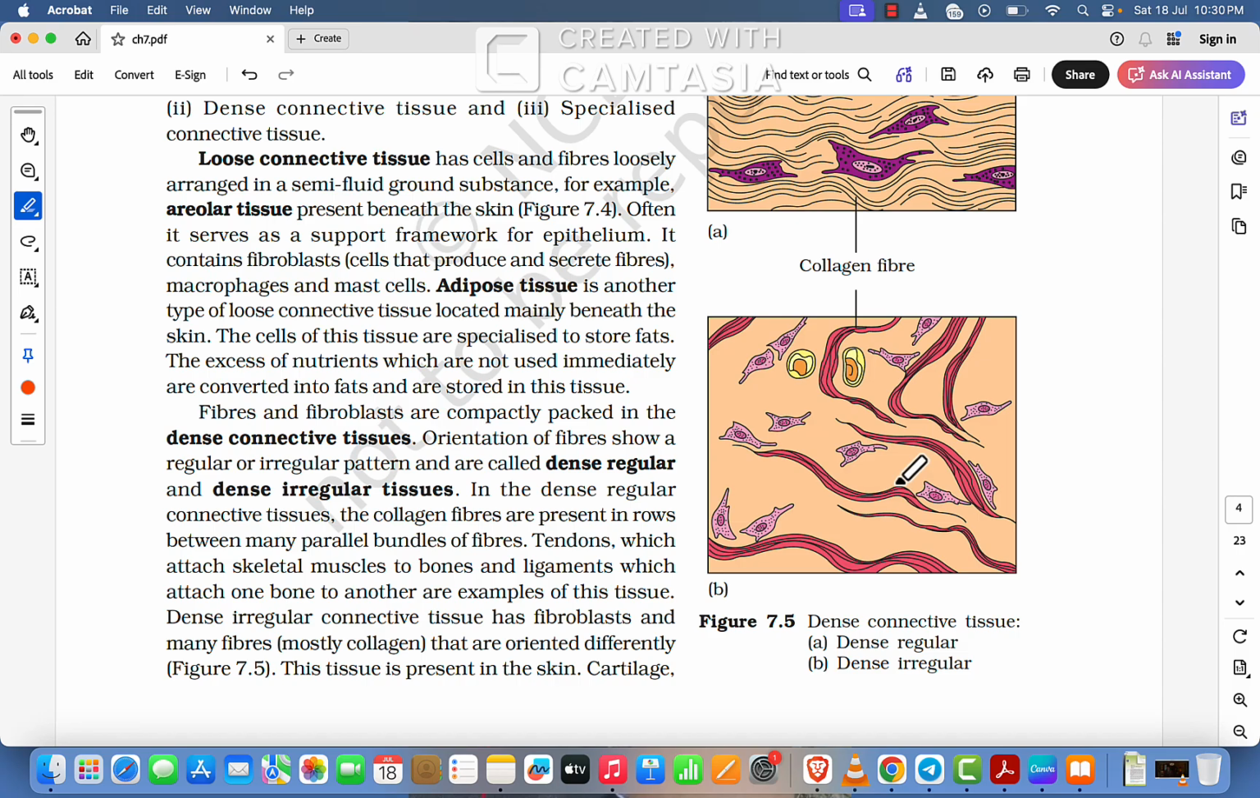Adipose tissue is another type of loose connective tissue located mainly beneath the skin. The cells of this tissue are specialized to store fats. The excess of nutrients which are not used immediately are converted into fats and are stored in this tissue. Fibers and fibroblasts are compactly arranged in a dense connective tissue. Orientation of fibers shows regular or irregular pattern and are called dense regular and dense irregular tissues.